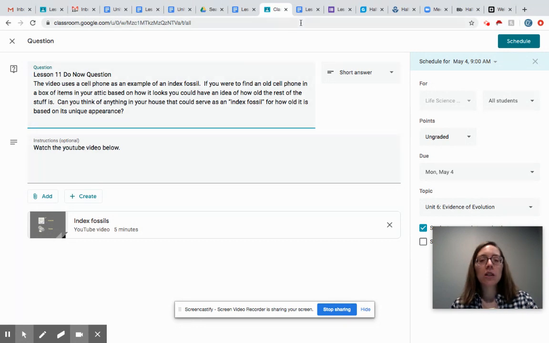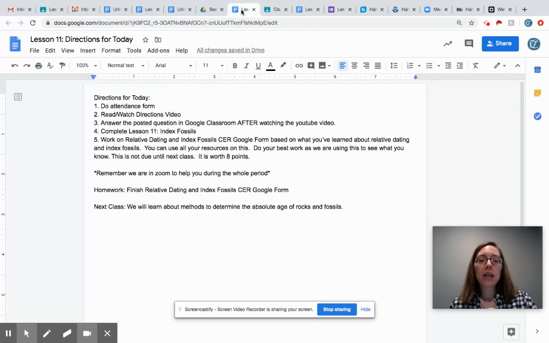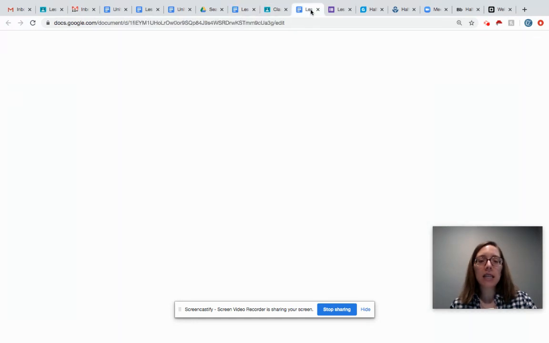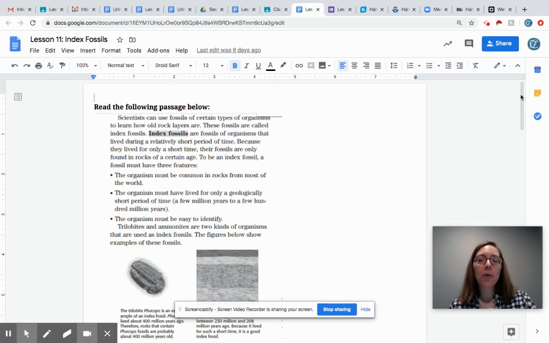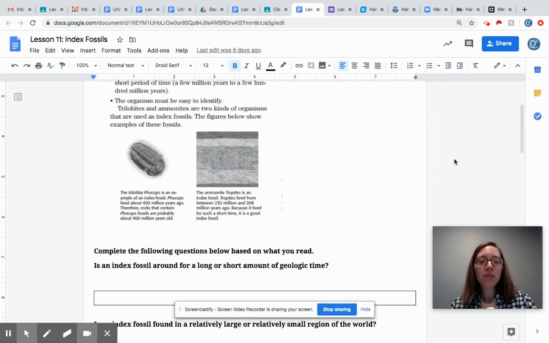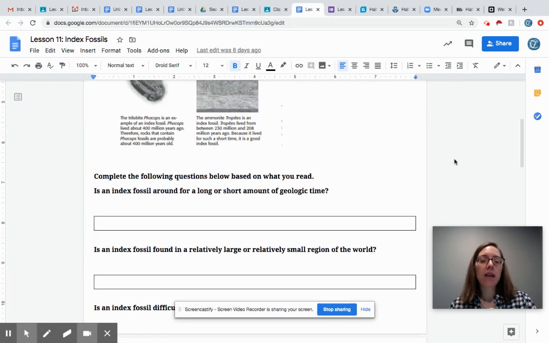Next, you're going to do a little bit of reading and answering some questions about index fossils. So you're going to open up lesson 11, index fossils. It looks like this. There's some reading to start. Do the reading. It's important information that you need to know in order to understand what an index fossil is. So read through this information carefully, and then you're answering the questions that follow.